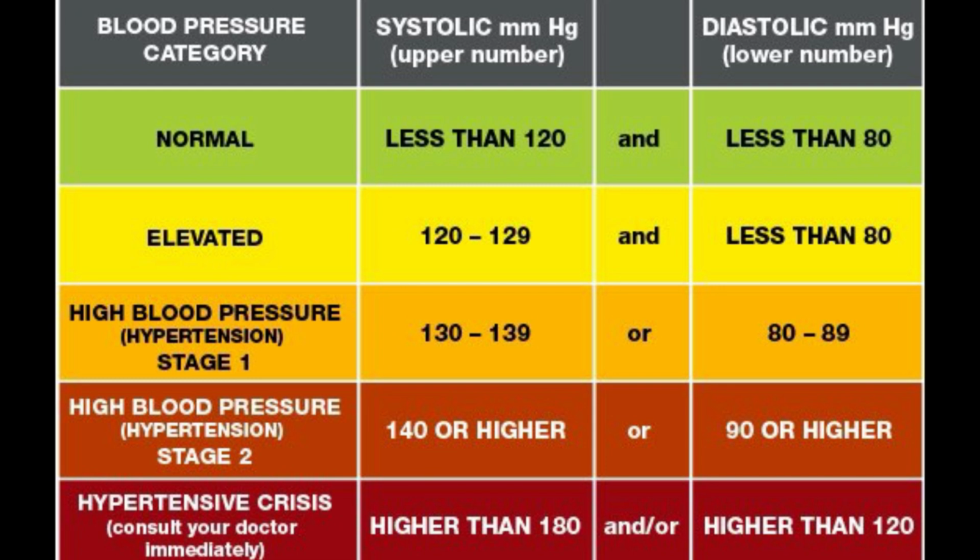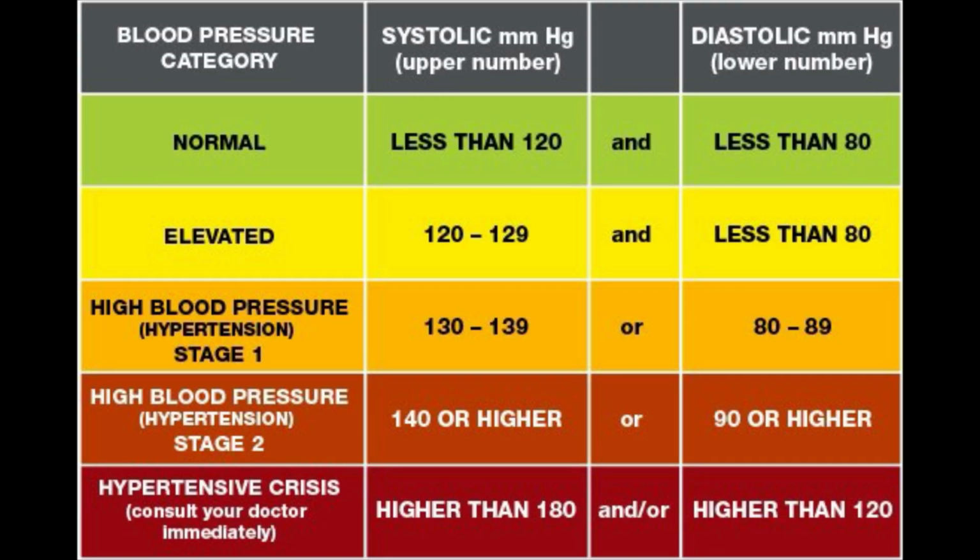Elevated blood pressure, yes. Then we have stage 1 hypertension. When you record between 130 to 139 for the systolic, and 80 to 90 for the diastolic, that's stage 1 hypertension. Then we have stage 2 hypertension, when you record 140 and above for the systolic, and 90 and above for the diastolic.